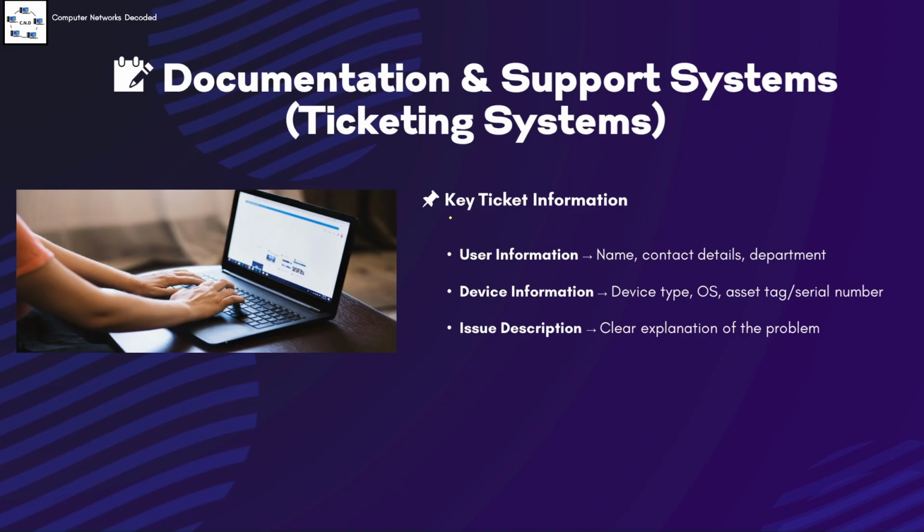So what are some key information that are fed inside an issue ticket? The first and foremost is the user information, that is the user that lodges the complaint. The user information may include the username, his or her contact details, the department to which the user belongs. Then is the device of the user that has the issue. It may include the device type, the operating system, the device tag, and the serial number.